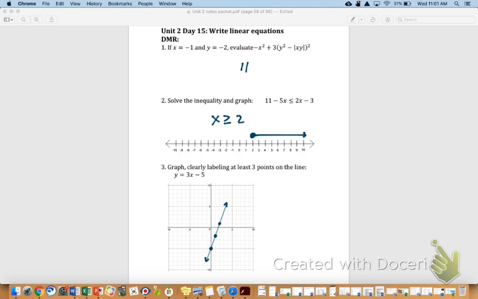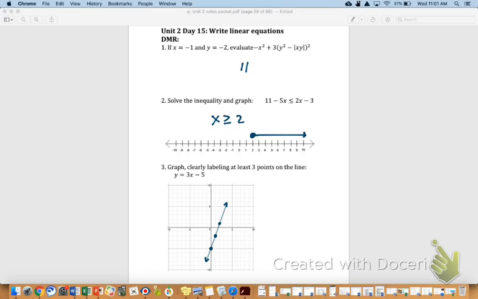Okay, do you guys have any questions on your DMR? Yesterday you guys had lots of good questions on this. Maybe you've got those all figured out, maybe not, whatever. Anything I can do to help you guys? Sydney. You're talking about number 2?